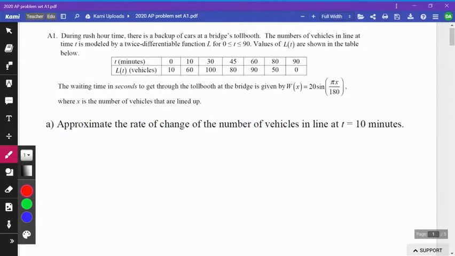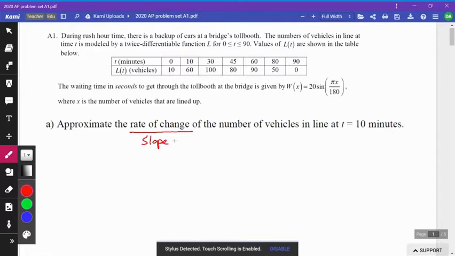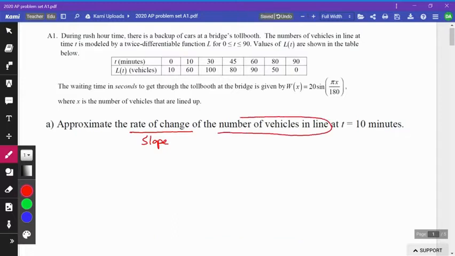Okay, so the first problem wants to approximate the rate of change. So remember, this means we're going to find some kind of slope of the number of vehicles in line. So this is L of t, the number of vehicles in line at t equals 10. I don't have a function for L of t, but I do have a table of values.